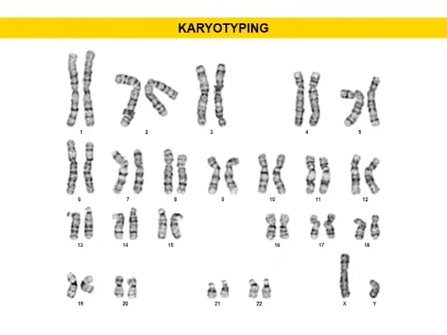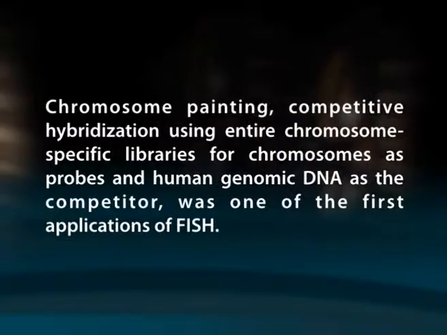of clinical applications. In FISH procedures, labeled DNA or RNA probes are hybridized with their complementary target DNA sequences on chromosomes. Chromosome painting is a term used to describe direct visualization using in situ hybridization of specific chromosomes in metaphase spreads and in interphase nuclei. Chromosome painting, competitive hybridization using entire chromosome specific libraries for chromosomes as probes and human genomic DNA as the competitor, was one of the first applications of FISH.